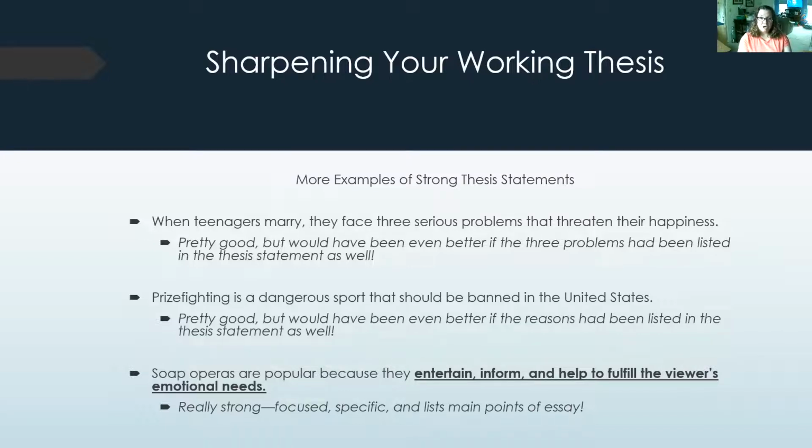So as long as this essay followed that pattern, right? The first body section is about entertaining, then informing, and then fulfilling the viewer's emotional needs, then that's a fantastic thesis statement. It sets me up to know what to expect. And then when you deliver on those expectations, I'm satisfied as a reader, and you gain credibility as an author, because you said this is what you were going to do in the essay, and that's exactly what you did. You can't really ask for much more than that.